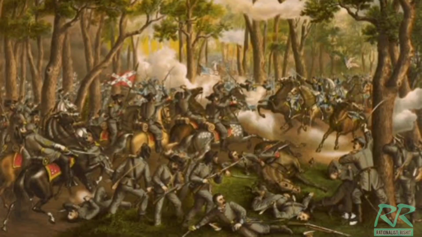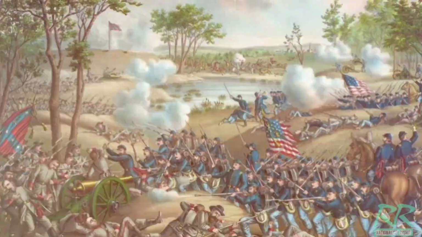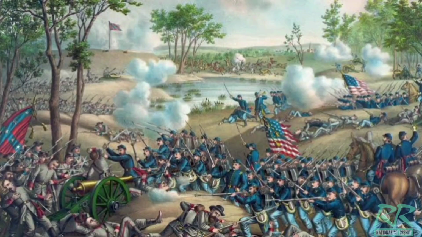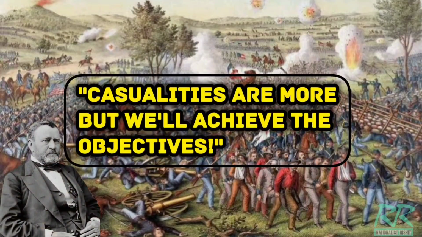Key engagements included the Battle of the Wilderness, which lasted from May 5 to 7, where both sides suffered around 17,500 casualties, and Cold Harbor, which lasted from June 1st to 3rd, where the Union endured approximately 7,000 casualties in a single assault, which is a stark example of the human cost of Grant's strategy.